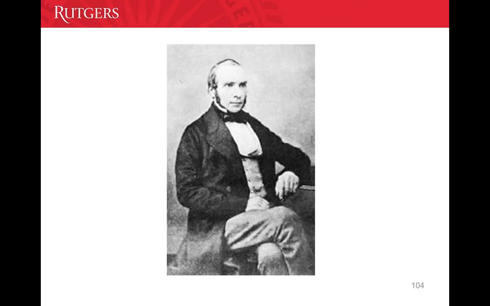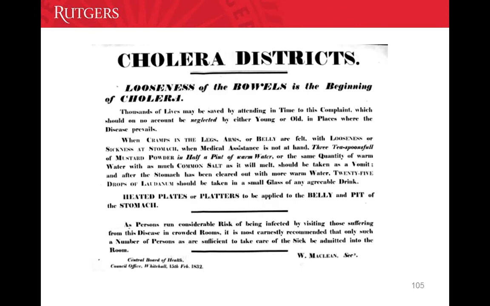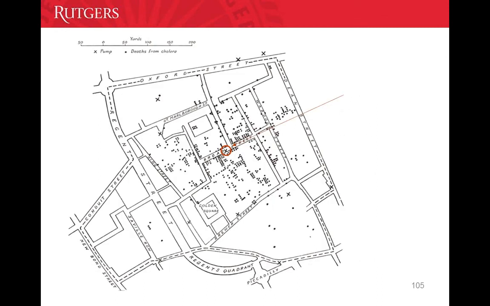And there's Dr. Snow, rather regal-looking soul, and here is the public health notice that was put out about the looseness of bowels and the beginning of cholera, and went on to explain what those symptoms are and how you manage it. From Snow's own plotting, you can see the cases, and the X is where the pumps are, and the indication of where the deaths are in individual homes. And as you can see in the center there by Broad Street is the epicenter for the deaths for the pump.